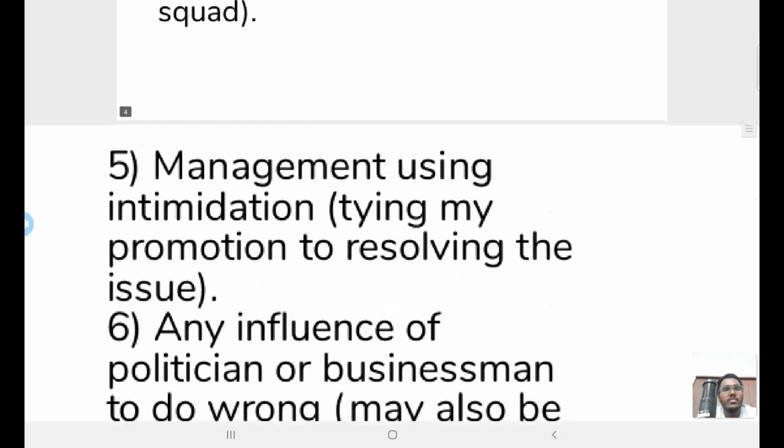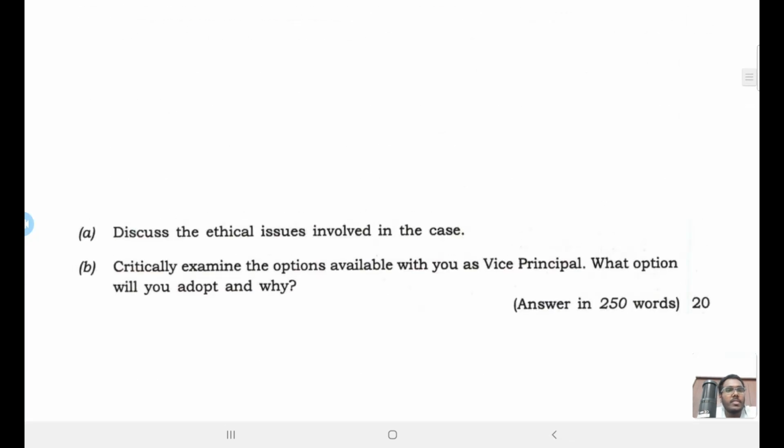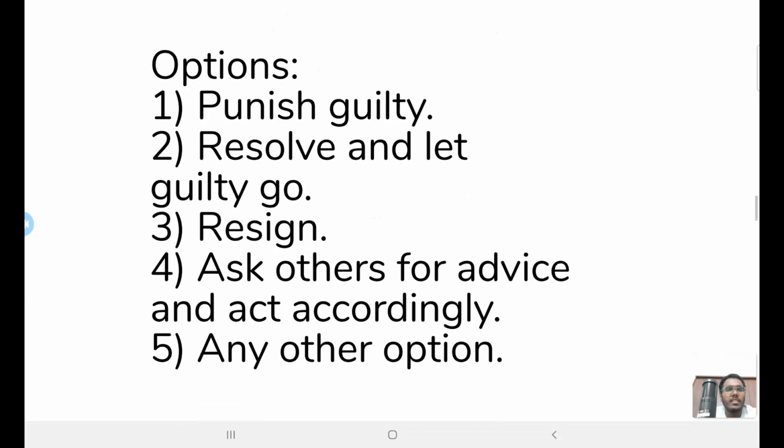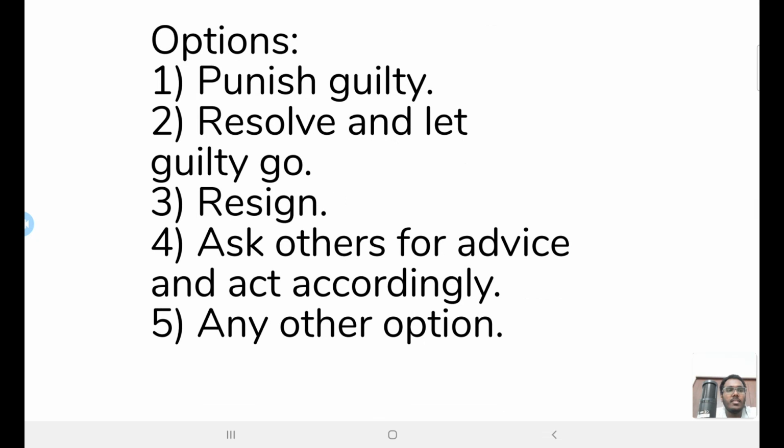So what all options do we have? Critically examine the options available to you as vice principal, and what option will you adopt and why. This is the other subsection. So before discussing, we need to identify the options. Again, those are the same 4 options that we have everywhere. Do the right thing, punish the guilty. Do the unethical act, resolve and let the guilty go. Or we can resign. Or we can ask others for advice and act accordingly. If you know any other option, you can write that too.